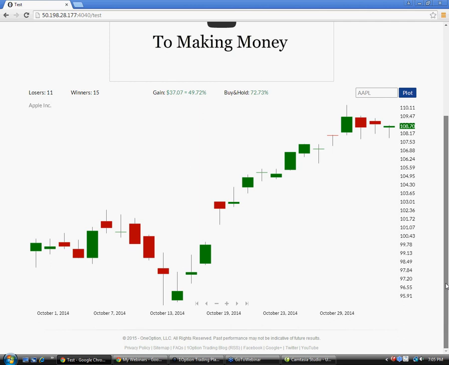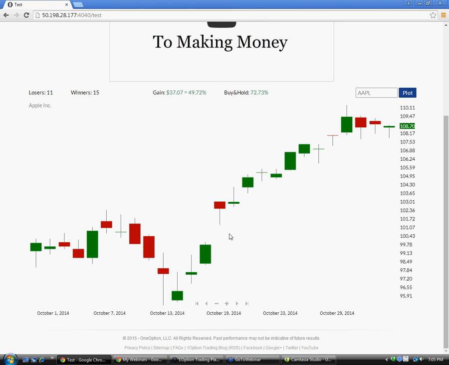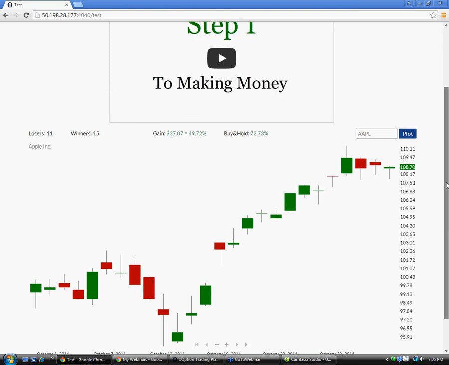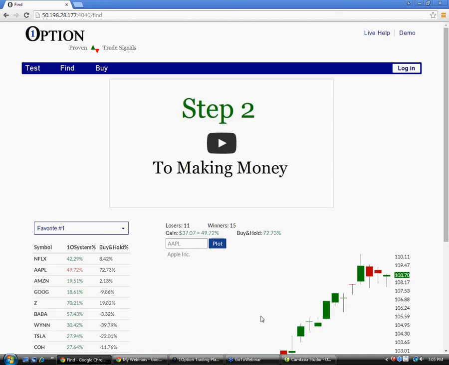But once you are in, you'll be able to scroll on the chart, move it back and forth, go all the way back and see every single trade signal. And then you'll be able to get a feel for how the system has performed. So that's the test page where everyone can come in, enter symbols, and determine how their stocks have done using the system. The next page is going to be the find page.